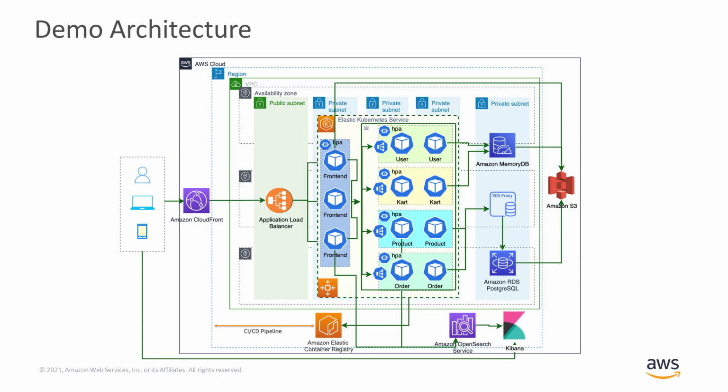The user and cart microservices will be using Amazon MemoryDB, a purpose-built database, for the data persistency layer. And the order and product microservices are using Amazon RDS PostgreSQL in the data persistency layer. Most importantly, I would like to highlight, before I move on to the demo, Amazon RDS Proxy. In our architecture, we are using RDS Proxy, a fully managed, highly available database proxy for Amazon Relational Database Service, which makes your application more scalable, more resilient to database failures, and more secure.